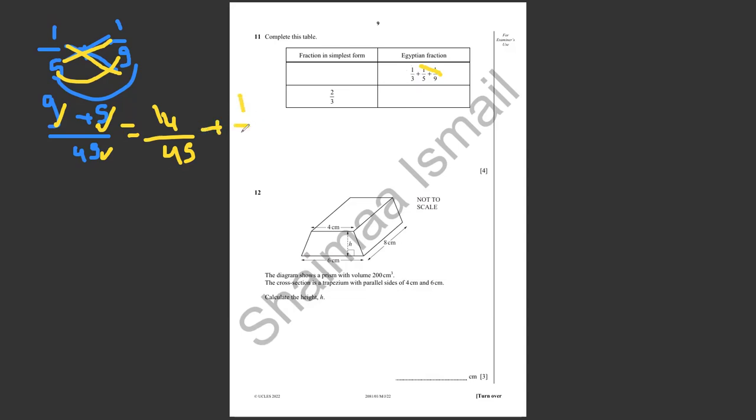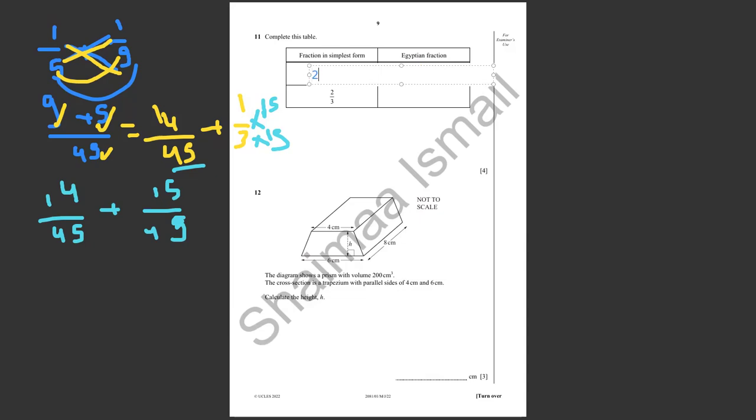Then we add 1/3. In the same way, we're going to solve it. Okay, so here we go. It's best here to change it by multiplying by 15 to get a common denominator, because it's a unit fraction. 14/45 plus 15/45, which equals the final answer 29/45.